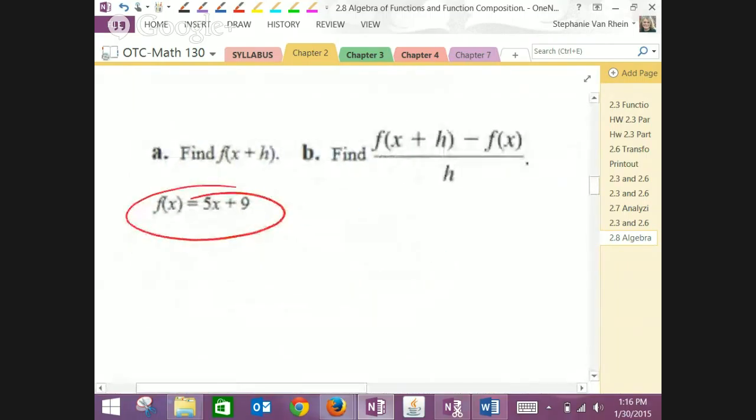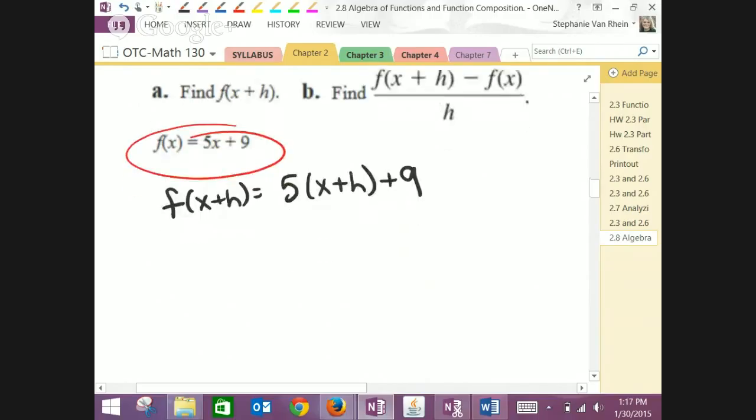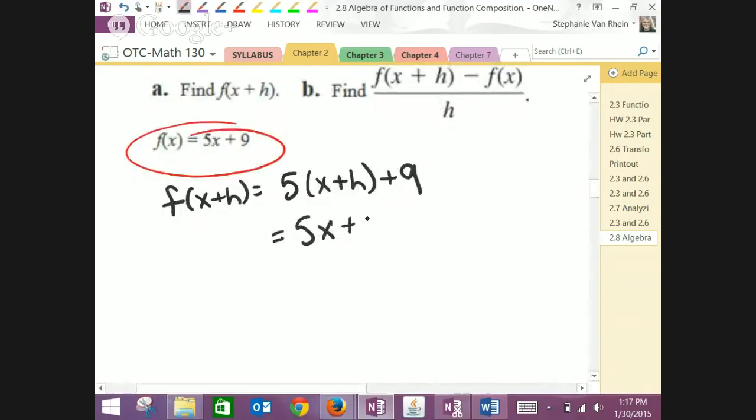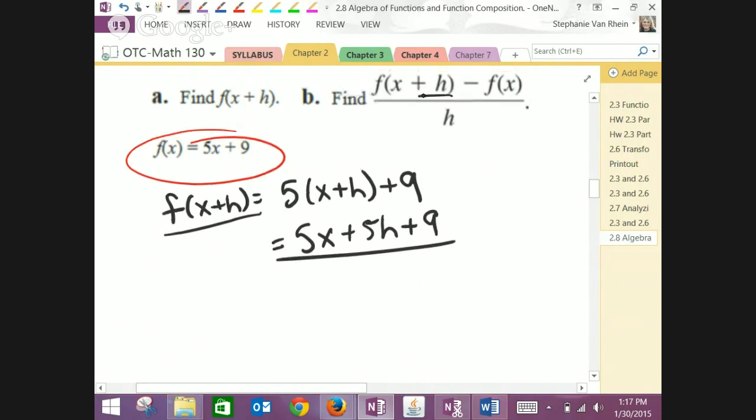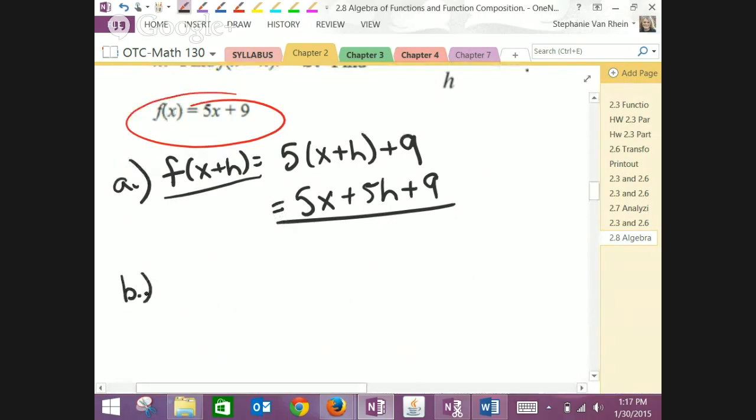So the first thing we need to do is find f of x plus h. I have 5 times the quantity x plus h, plus 9, which would give me 5x plus 5h plus 9. The first part in finding the difference quotient is finding f of x plus h. This is part A. Part B is to set that up in the difference quotient.